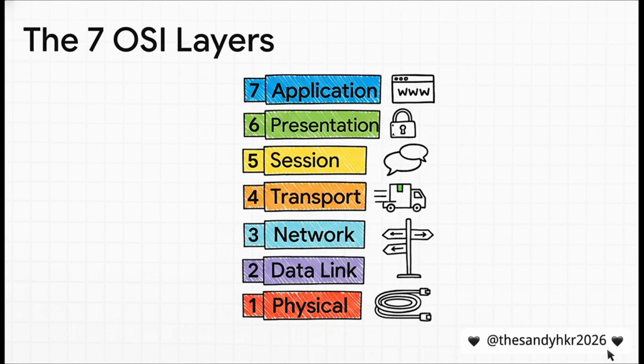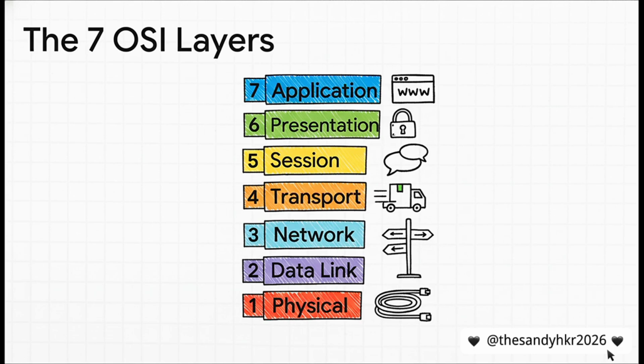We start up at layer 7, the application layer. This is the part you actually see and touch, your web browser, your email app. Right under that is layer 6, presentation. This guy is the translator, handling stuff like encryption and making sure data is in a format your device can use. Then we've got layer 5, session. It's like the conversation manager, opening a line, keeping it open while you communicate, and closing it when you're done.